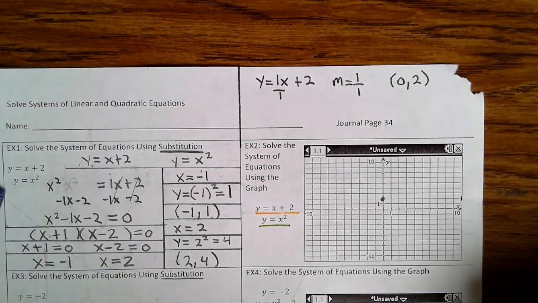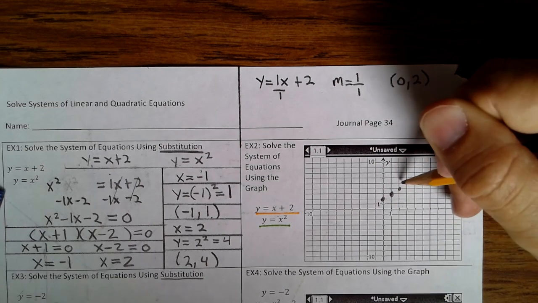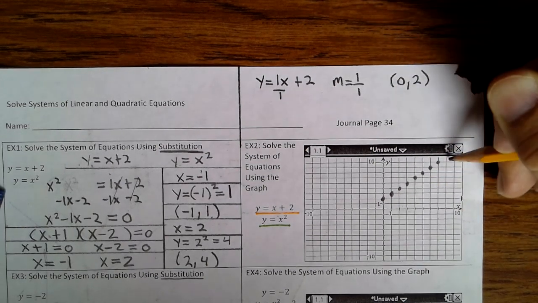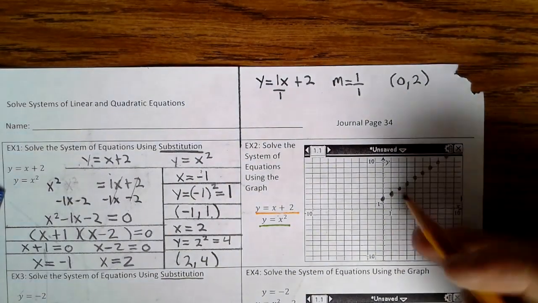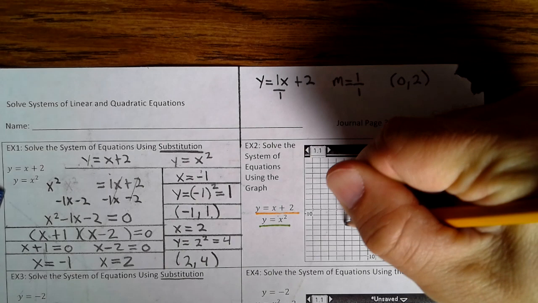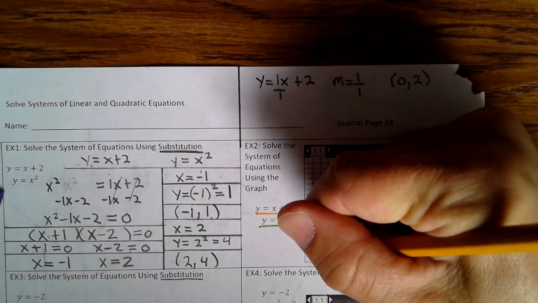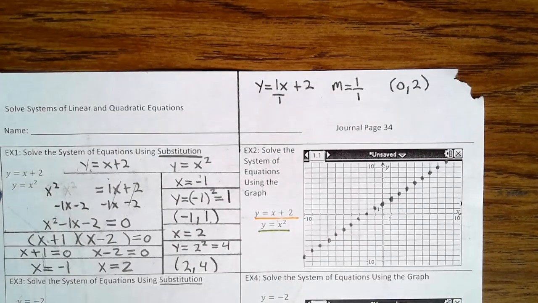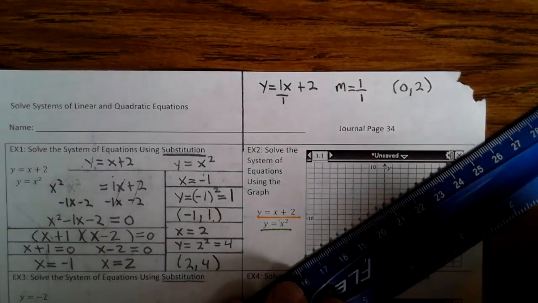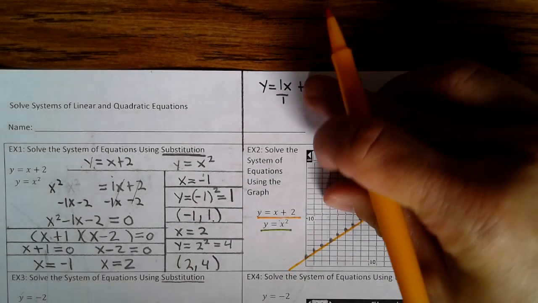And then we know we go up 1 to the right 1, up 1 to the right 1, and so on. But we know we can also go down 1 to the left 1, down 1 to the left 1, and so on. Okay? And this is going to be in yellow.